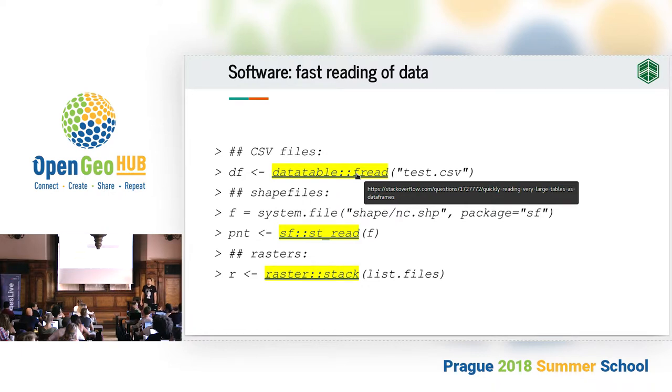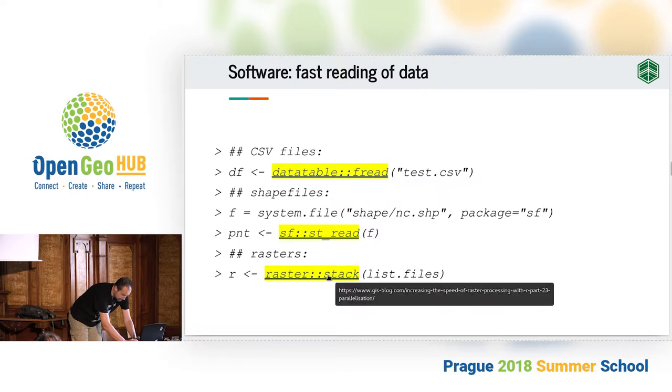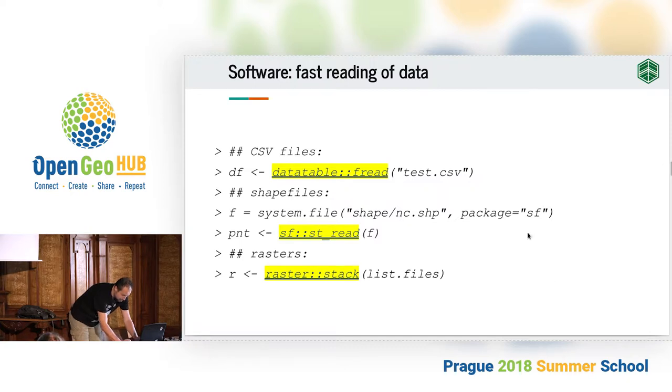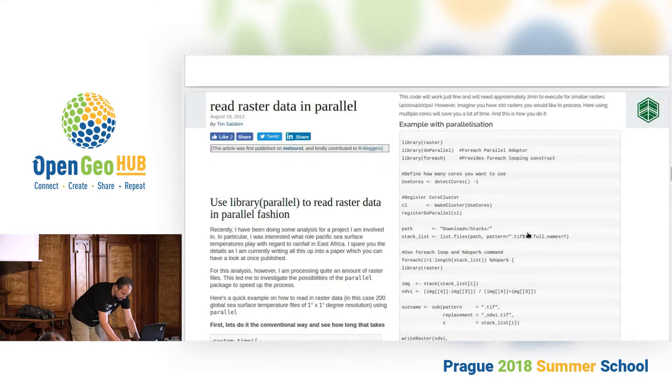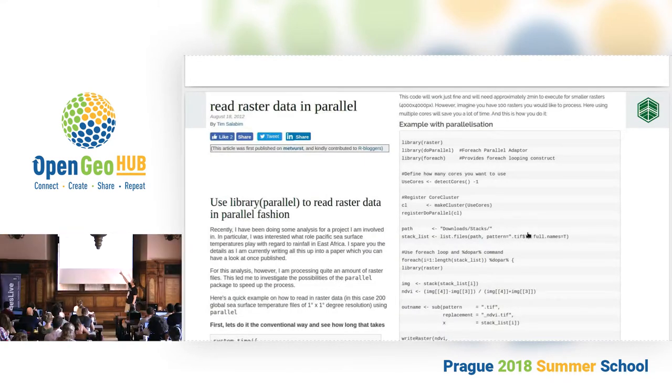No, sf doesn't run in parallel. Data.table also doesn't, unfortunately, but it's somehow very fast. And then this one you can parallelize, yes: the reading of rasters. This is a combination of the raster package, doParallel and foreach, and you can combine them to read rasters in parallel.